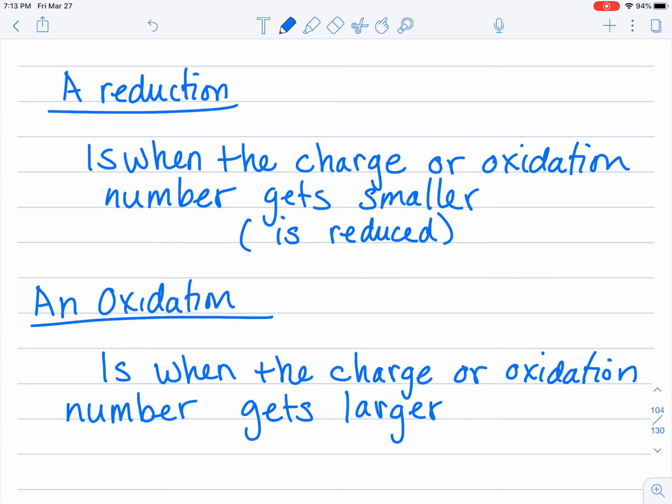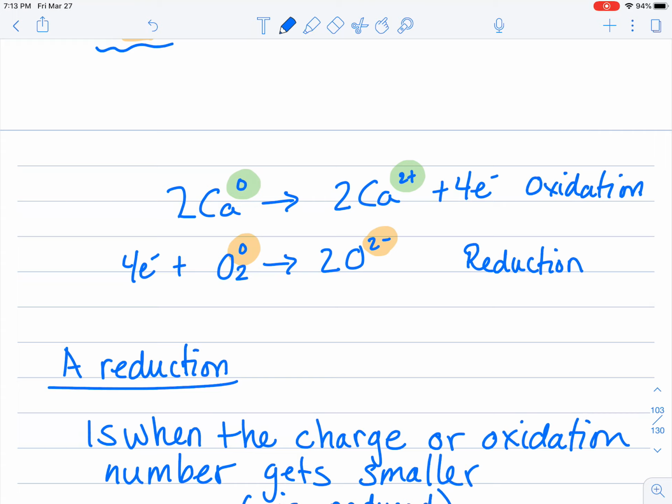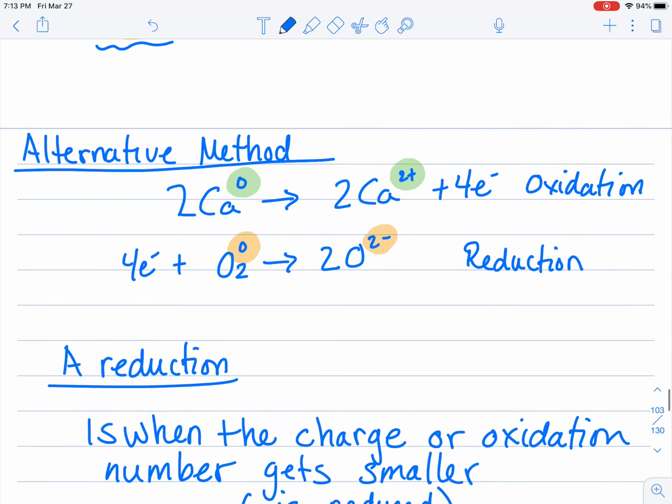All right, so this is just another method. So if you are happy with the oil rig method, of course, please use it. I do find this easier because I don't have to think about who's gained electrons, who's lost electrons. I just simply look at those charges and say, hey, whose charge was reduced? Whose charge got smaller? Well, that's my reduction. And whose charge got larger? Well, that's the oxidation. So this is just an alternative method. Again, if you don't like this method, you do not have to use it.